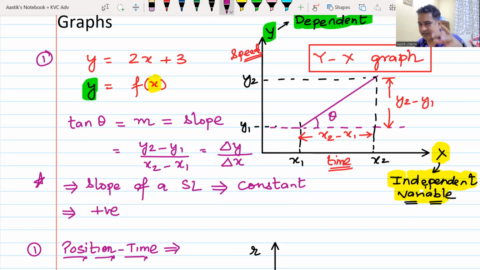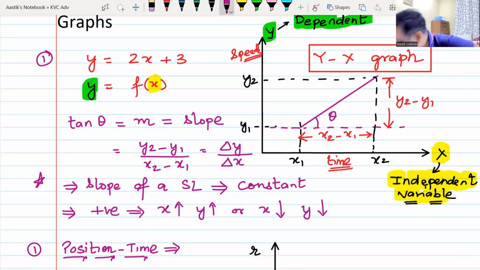You probably understand this, but you are not able to express it in words. Positive slope graph means when the value of x increases, then the value of y also increases, or when the value of x decreases, the value of y also decreases. Do we understand this? If you understand positive slope graph, the line rises.